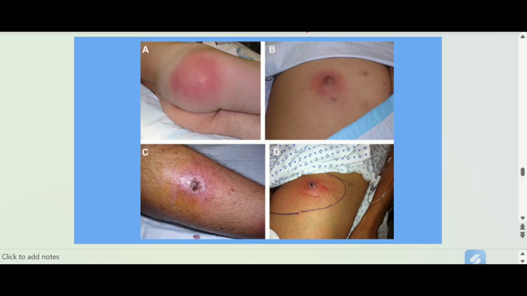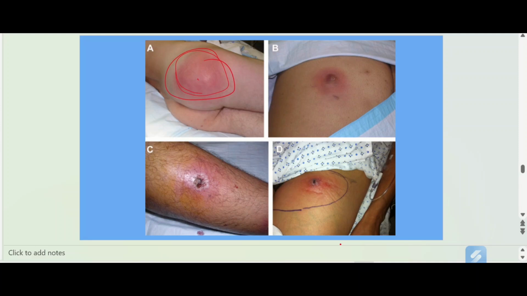So these are some pictures of abscess. Red, there is a swelling, and this seems to be the most fluctuant part of the abscess. Here you can see a definite pus point in the abscess.